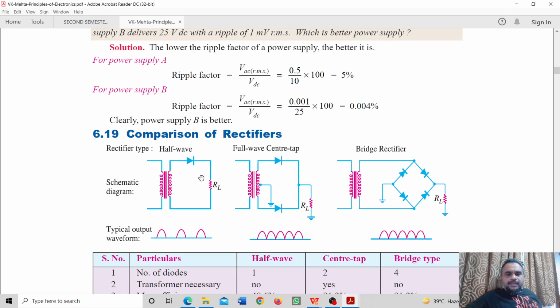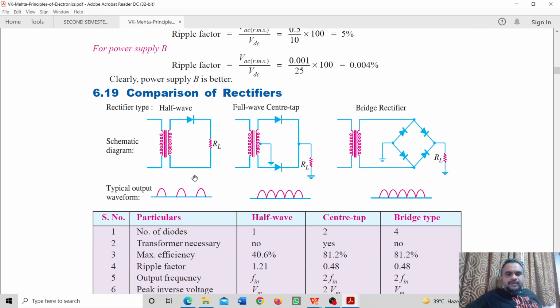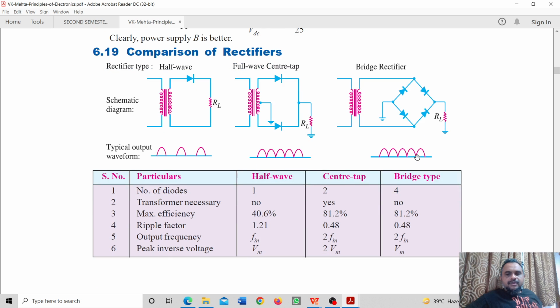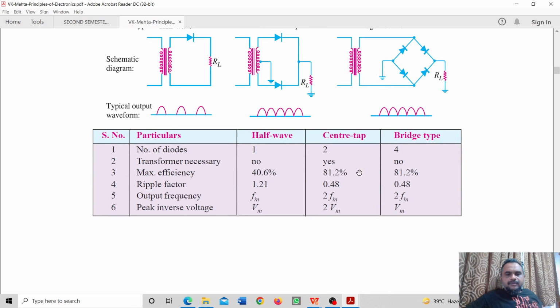Now we are comparing the three rectifiers. The half wave rectifier circuit is like this, having one diode. The full wave rectifier has two diodes, and the bridge rectifier has four diodes. Here we have to understand the efficiency of the three rectifiers. Half wave rectifier has 40.6%, center tap has 81.2%, and bridge has 81.2%.